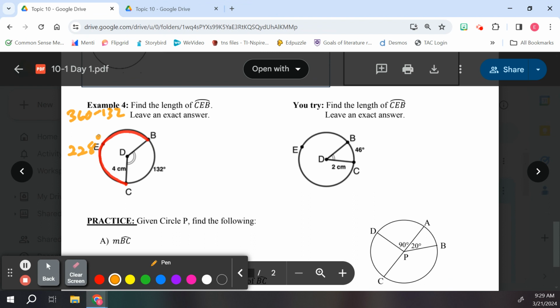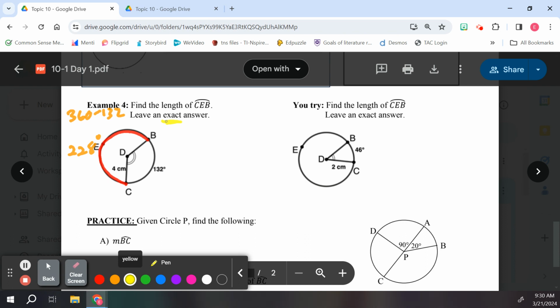Now I need to apply it to the arc length formula. But here's the thing. You see this right here? Pretty important. See how it says exact answer? We've already talked about exact answers. We've seen a couple of them, right? One was fraction form. The other was simplest radical form. That's an exact answer. Same thing here. We're going to talk about in terms of pi. So when they ask you for an exact answer, that means you're not going to multiply everything by pi. You're just going to leave it alone and put it in with your answer. Okay? I'll show you how that's done.